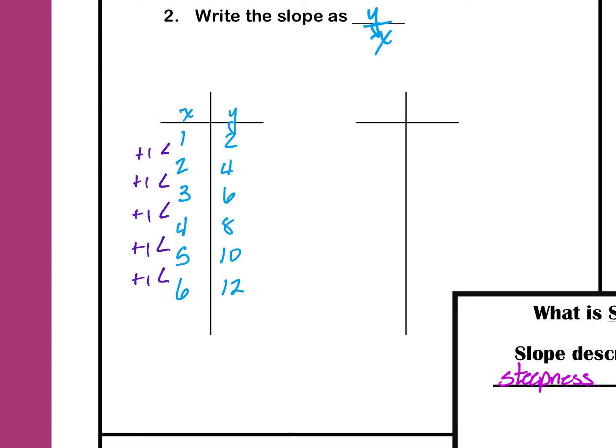Okay, awesome. And how do I get from 2 to 4, 4 to 6, 6 to 8, 8 to 10, 10 to 12? What am I doing? Am I adding 2 or subtracting 2? Adding 2. Beautiful.